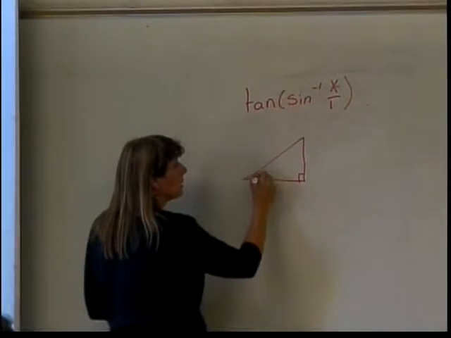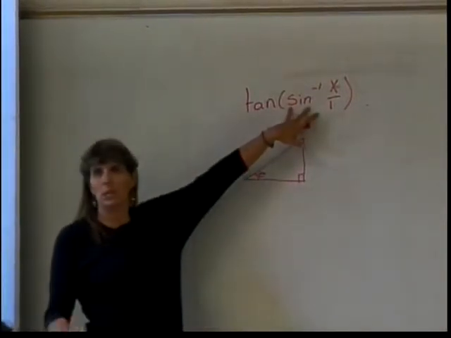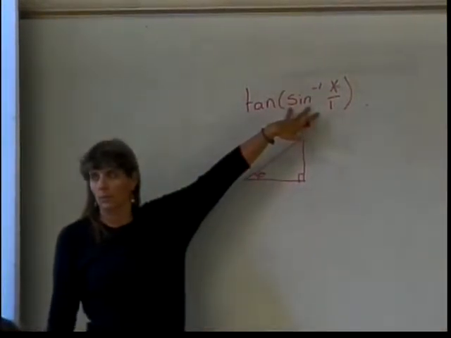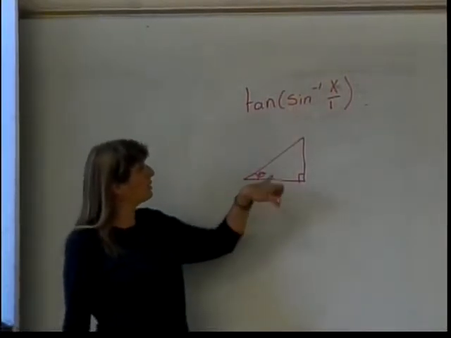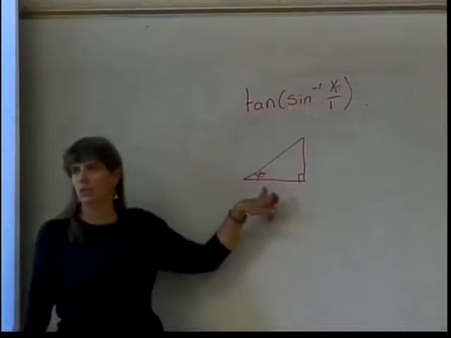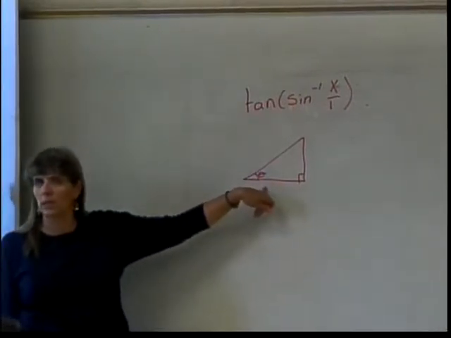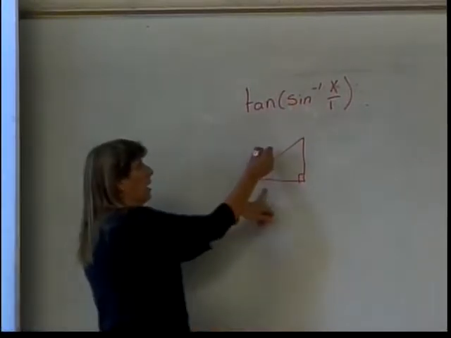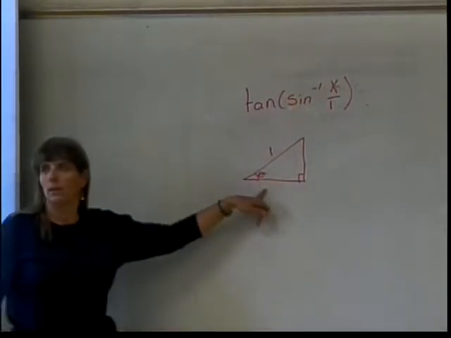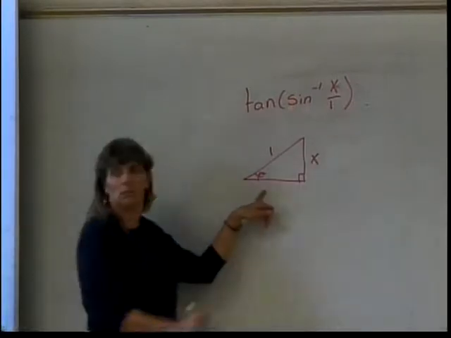This is going to be the angle that is the answer to this piece, the part in the parentheses. Well, if this angle is the answer, that means its sine is x over 1. So what does that mean in terms of the size of the triangle? What do I do with the x and the 1? 1's the hypotenuse, and x is the opposite side.